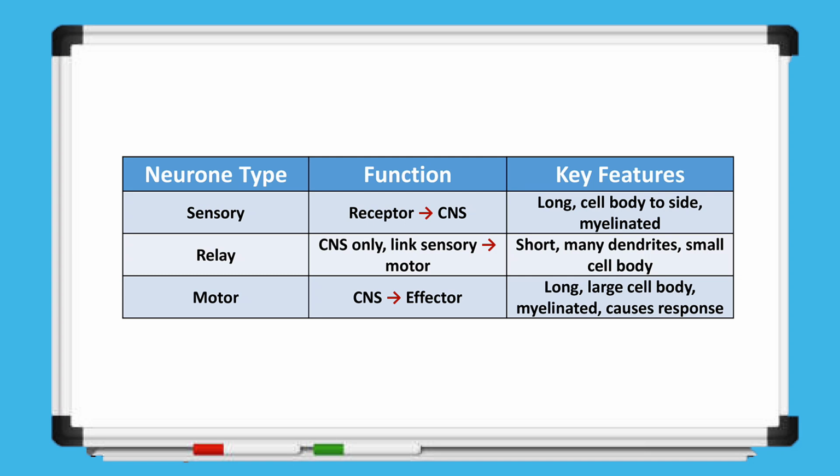Relay neurons are short, have a small cell body, and possess many dendrites, enabling them to receive impulses from multiple neurons simultaneously. Their role is essential in reflex actions and rapid communication within the CNS. Motor neurons transmit impulses from the CNS to effectors, such as muscles or glands, to produce a response. They are long, with a large cell body, and usually have a myelinated axon for faster transmission. The impulses carried by motor neurons result in movements or actions, such as contracting a muscle or activating a gland. In summary, sensory neurons bring information to the CNS, relay neurons process and pass information within the CNS, and motor neurons carry commands from the CNS to the body to produce a response.